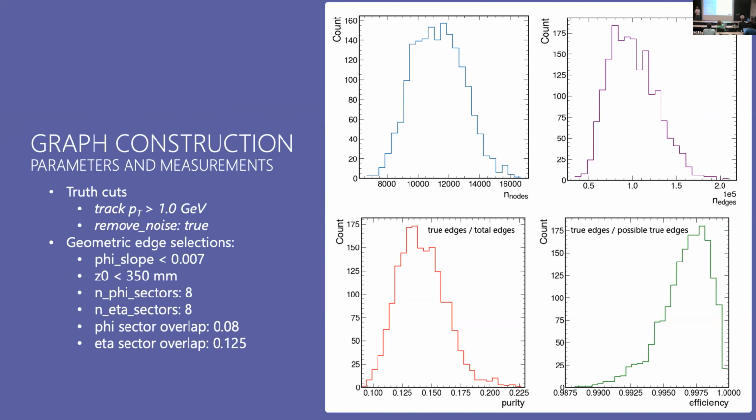So if you look at an entire event, if you combine all the sectors in the event, you can get a feel for what each event looks like with these cuts, some of which are truth cuts imposed. We're talking maybe 10 to 14,000 nodes, order 100,000 edges, and then a purity of roughly 15%, and then an efficiency, which is the number of true edges that have made it into your graph, of essentially 100%. We're covering most of them.